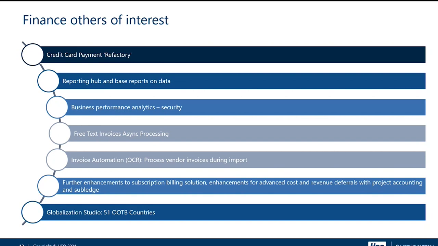Globalization Studio. There's a bit cut off the bottom, but there are 51 out of the box countries for globalization now if you're a multi-territory organization. And there are a lot of improvements for the advanced tax as well. So automation on tax. If you're in the scenario where you need to deal with financials across many countries, you've got 51 out of the box now. Come and talk to us about the Globalization Studio. We can certainly get you going on that to hopefully improve your tax processing.